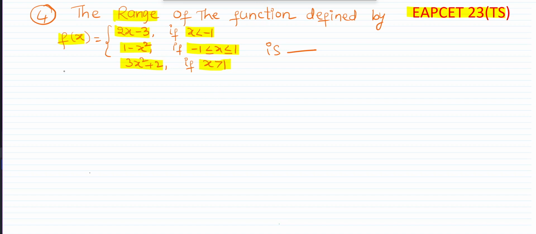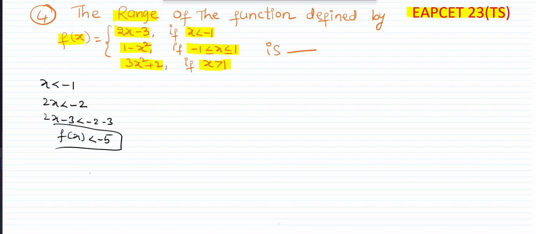First, here f of x is given for x less than minus 1. Take this function f of x equal to 2x minus 3. Multiplying by 2, that is 2x less than minus 2. So add minus 3 on both sides, that is 2x minus 3 less than minus 2 minus 3. Here 2x minus 3 is f of x. This f of x is less than minus 5. This is the first condition.